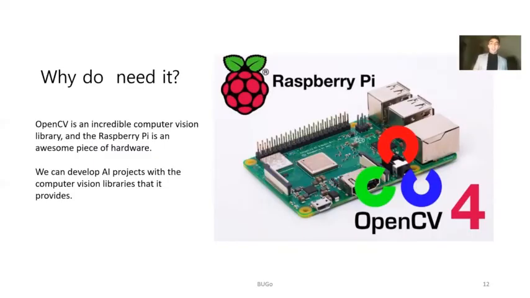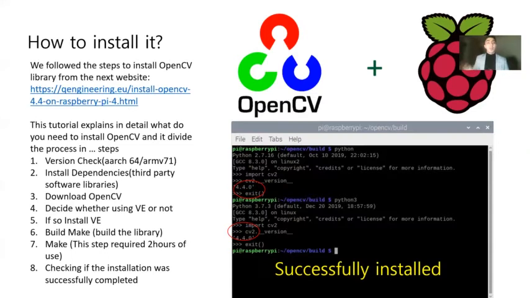Now, the reason why we need the Raspberry Pi is that it's easier to install OpenCV on this device, and it can also attach cameras. To install it, I followed the tutorial at the link, and you should be careful to install the correct version. The tutorial tells you how to do it, and this is the proof that I already built it on my Raspberry Pi.